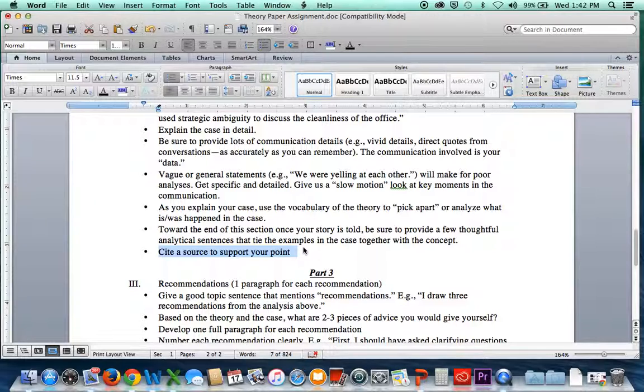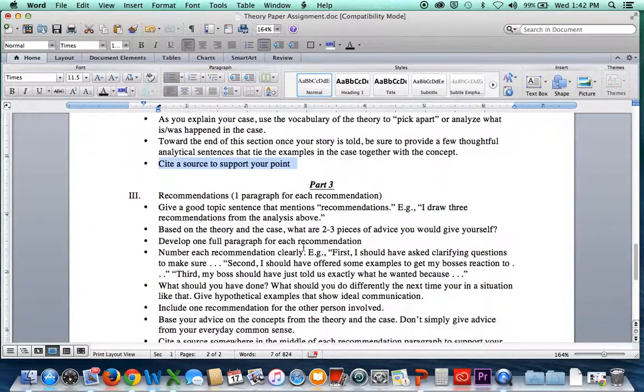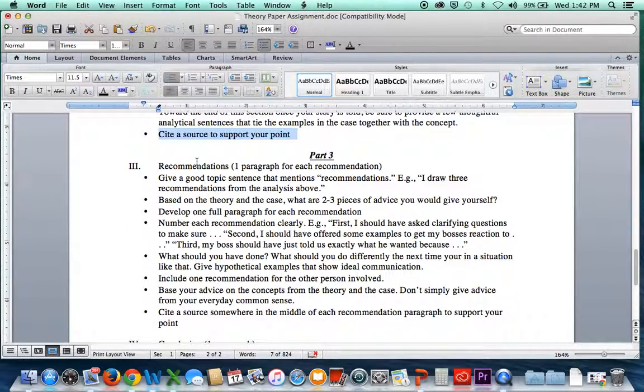So this is part 1 and part 2. Part 3 is where you give the recommendations. So here you have advice. 1 paragraph for each recommendation, and since you're going to be giving 2 or 3 recommendations, that means part 3 has 2 or 3 paragraphs.